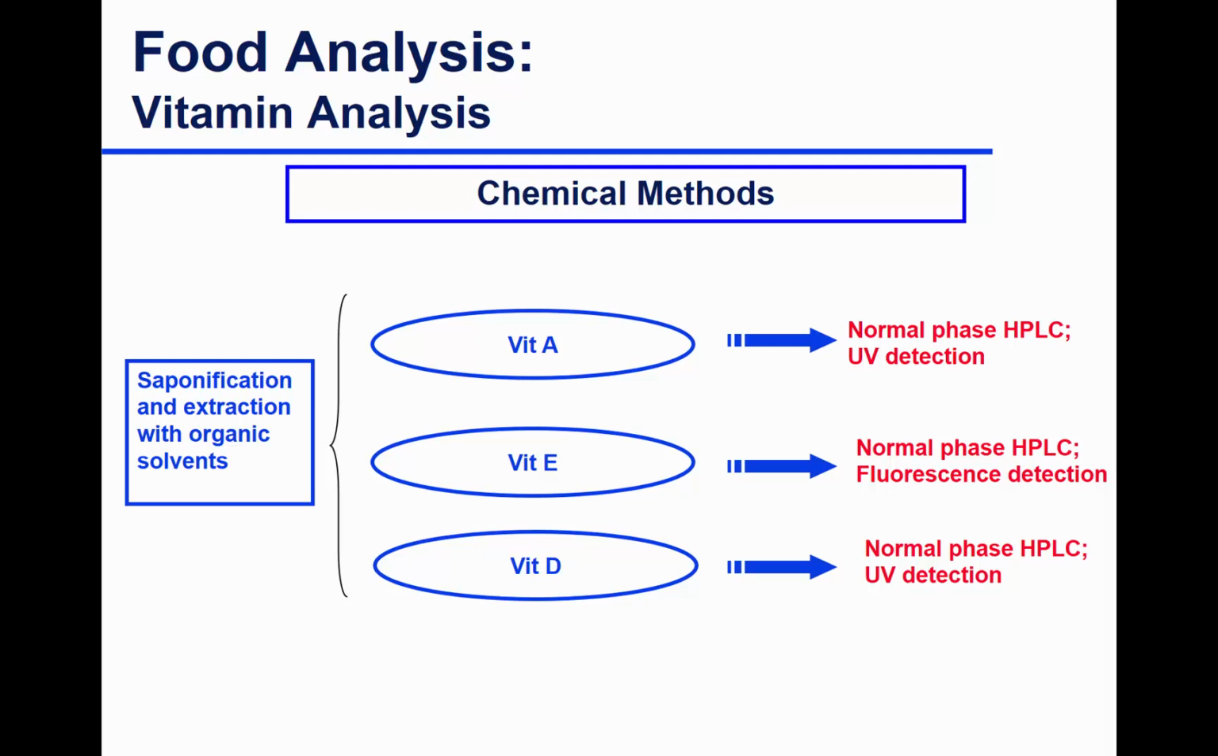Chemical methods for fat-soluble vitamins. Saponification, like I said, to release them from the fat component, and then the vitamins are extracted with organic solvent, and then they can be measured by HPLC. Common HPLC is the normal phase, with UV detection or fluorescence detection. All are AOAC methods for detection in different types of food.